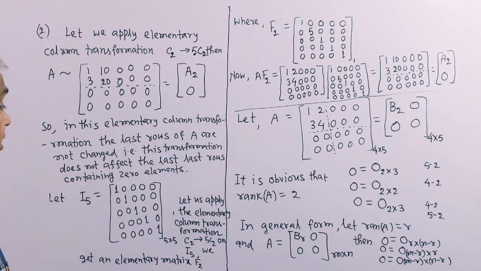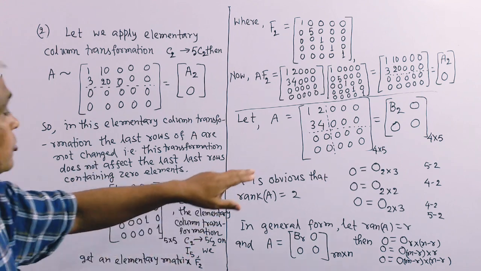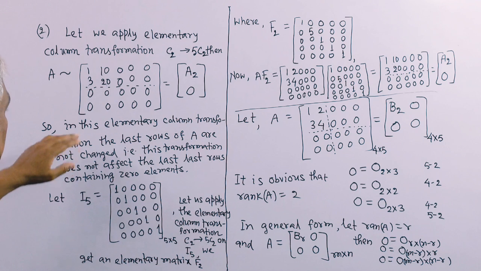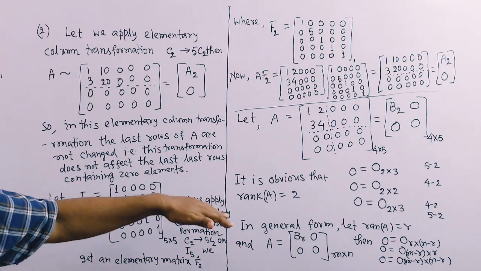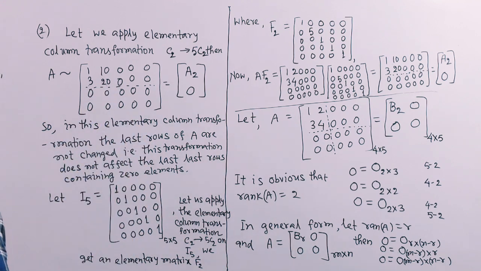Here we see that in this elementary column transformation, the last rows of A are not changed. The last rows of A contain 0, 0, 0, 0. So here also 2 rows of 0, same as A. This transformation does not affect the last rows of A, meaning the last rows containing 0 remain the same.